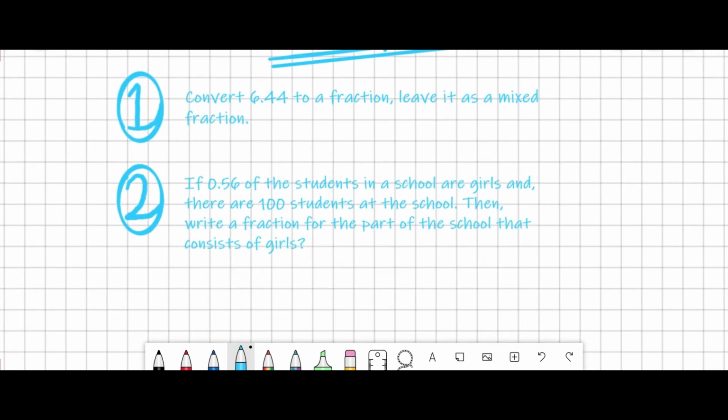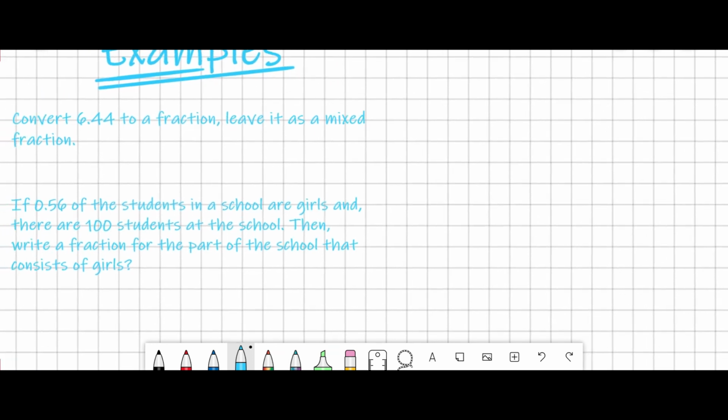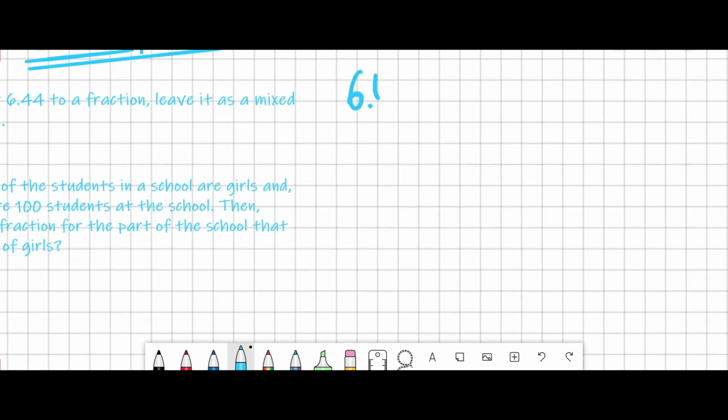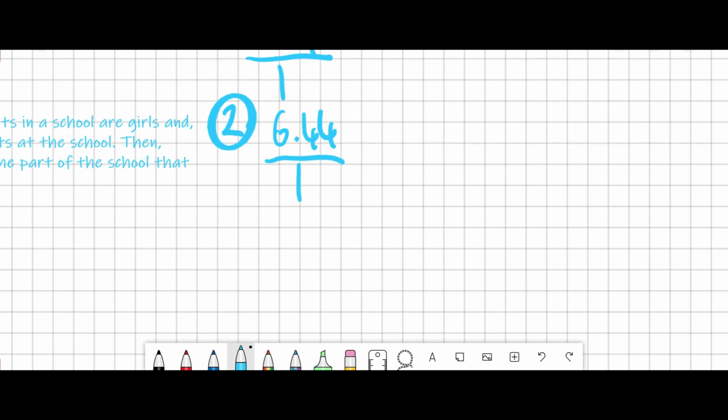So question 1. Convert 6.44 to a fraction and leave it as a mixed fraction. Okay, so all we need to do is just write 6.44 over here and divide it by 1, because that is step 1. And then step 2 would be, since the rightmost digit is in the hundreds place, this 4 right over here, we have to multiply it by 100 over 100.